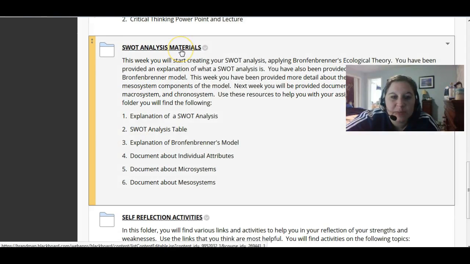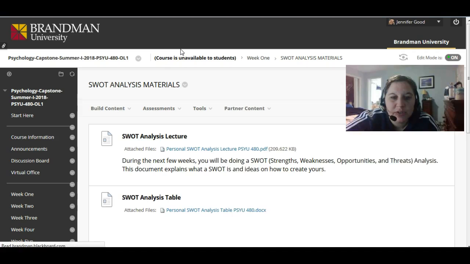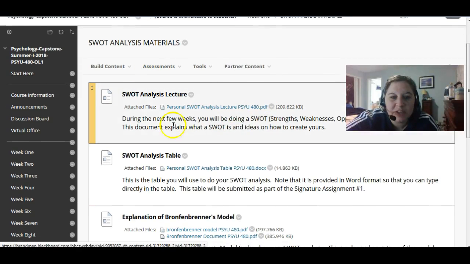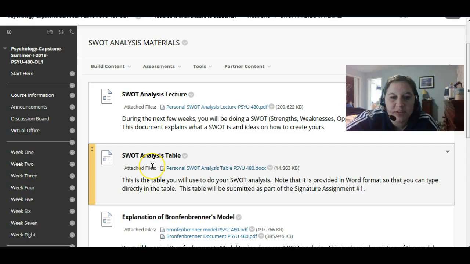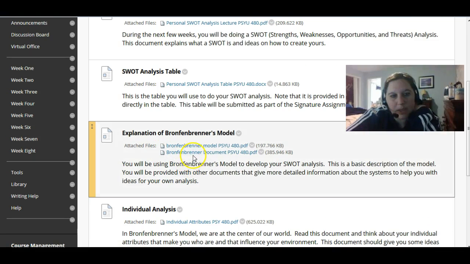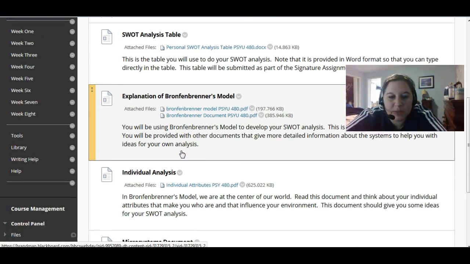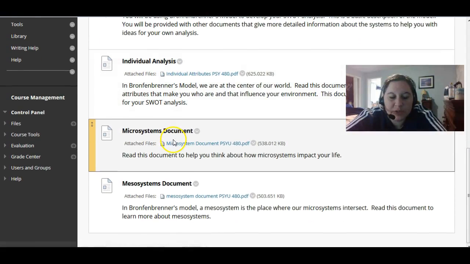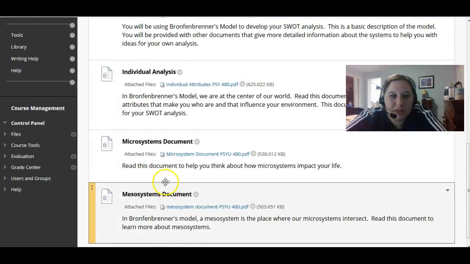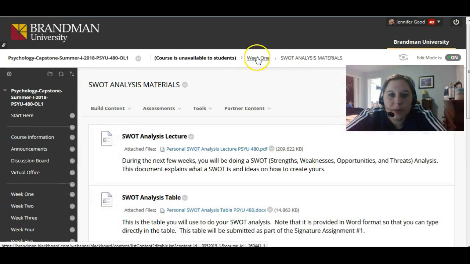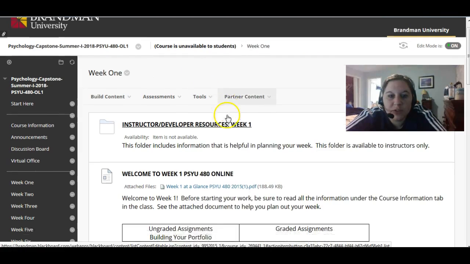If we look down below a little bit further, here are the SWOT analysis materials. There's different information about what a SWOT analysis is, and the table. Down here below, you'll see an explanation about Bronfenbrenner's model. You can click on the different links and it will talk more specifically about the different dynamics within it. There are also additional documents about the microsystem and the mesosystem. These materials help break down some of the components of the first signature assignment.